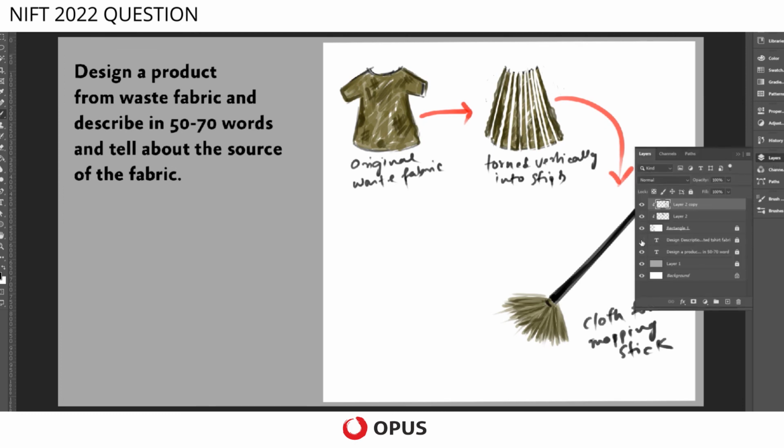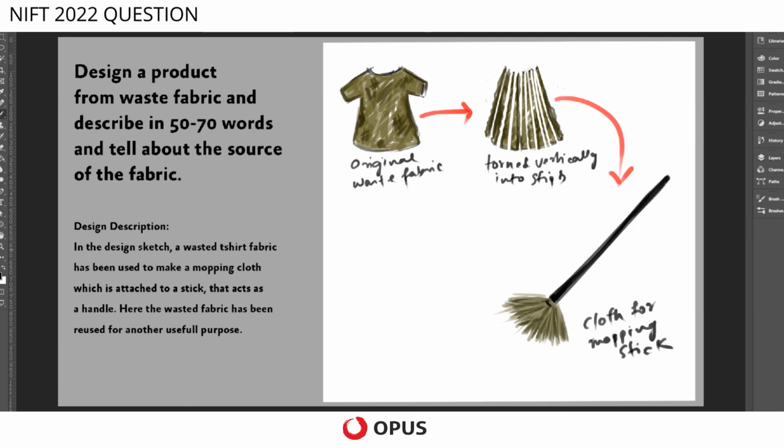And after that you can introduce a short brief which is called the design description, and there you can write that in the design sketch a wasted t-shirt fabric has been used to make a mopping cloth which is attached to a stick that acts as a handle. Here the wasted fabric has been reused for another useful purpose. So this is the description that you have to write in the examination paper along with the sketch.